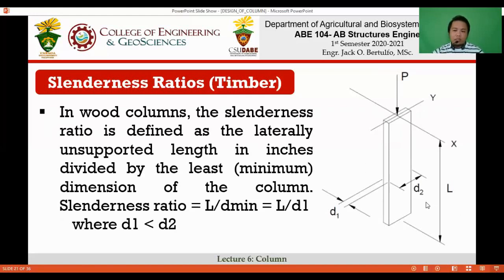If your column is supported laterally, you will calculate twice, as I mentioned earlier. You can calculate two slenderness ratios, with respect to y and with respect to x. I will show you an example for that later on. Just remember that slenderness ratio is L over D1, the length divided by the least dimension.